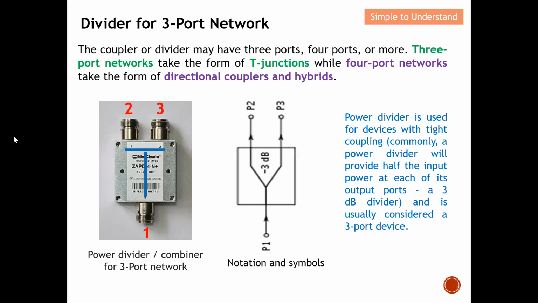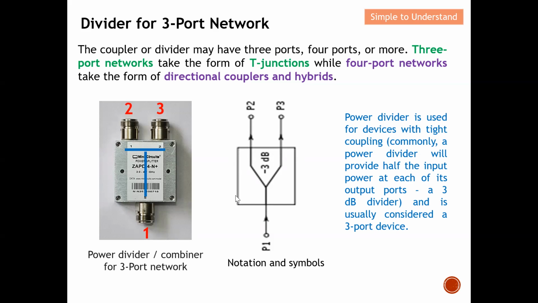As for a combiner, you can imagine again, this port 2 and port 3 will be the input port, and this port 1 will be the output port. So over here, P2 plus P3 actually will form at P1. So basically, this is known as a power combiner. The notation and symbol is actually shown over here.